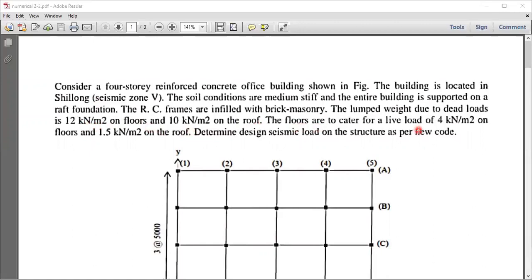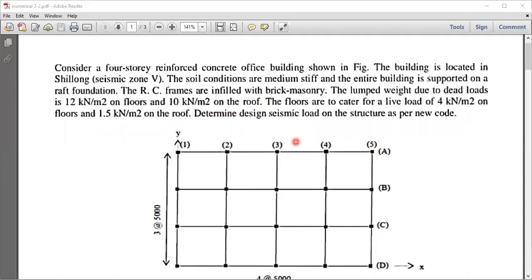And there is live load also present. So the floors are to cater a live load of 4 kilonewton per meter square and 1.5 kilonewton per meter square on the roof. So it's very clear on the roof we have got a lesser amount of load and on the floors we have a higher amount of live load. Determine the design seismic load on the structure as per the new code.